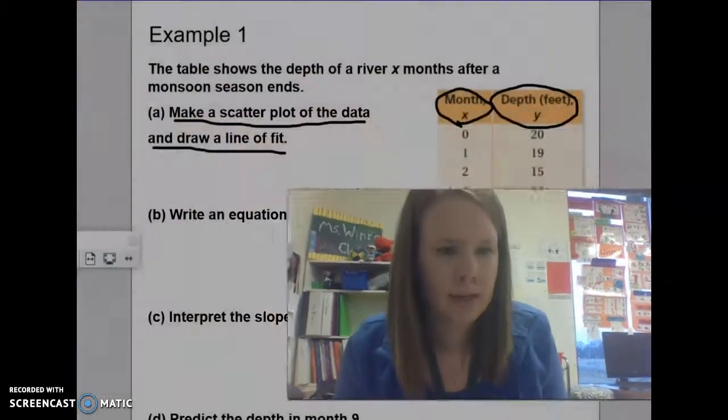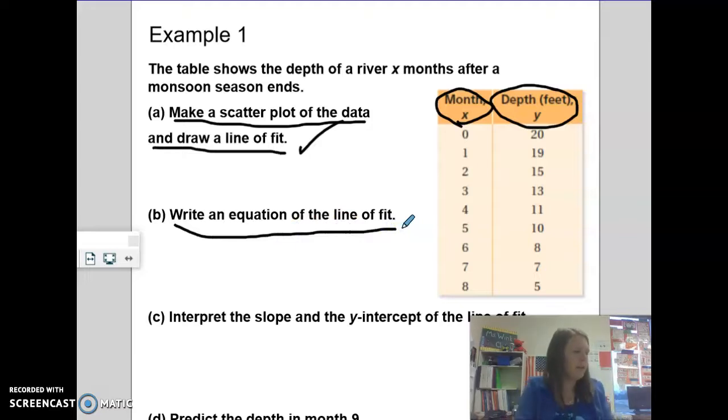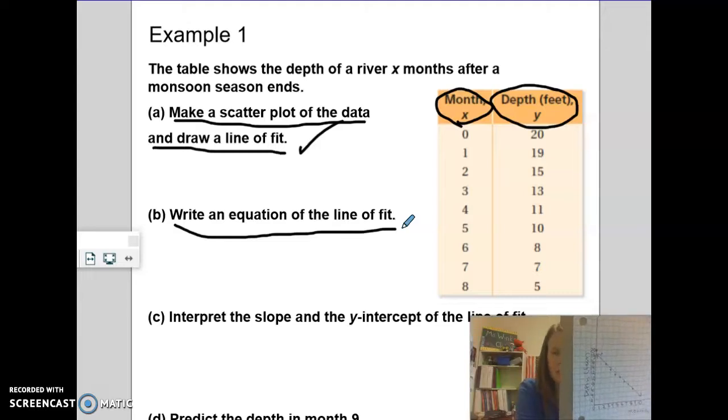All right, let's go ahead and look at the rest of the tasks we have to do for this one. So we did this part. We made a scatter plot and we drew a line of best fit. We're good. Okay, I just did it on a separate sheet of paper. This time now it says write an equation of the line of fit. So now that I've created this line, I'm going to get as close and as accurate as I can to write an equation.